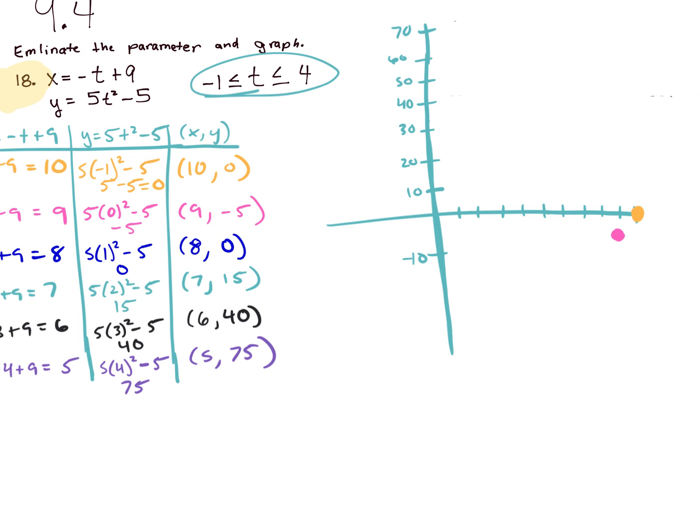Then our next point was 8, 0. So we're going to the right 8, stay at 0. Then our next point was 7, 15. So I'm going to go to the right 7 and up 15. Then our next point was 6, 40. So I'm going to go to the right 6 and up 40. And then 5, 75, we're going to go to the right 5 and up 75.